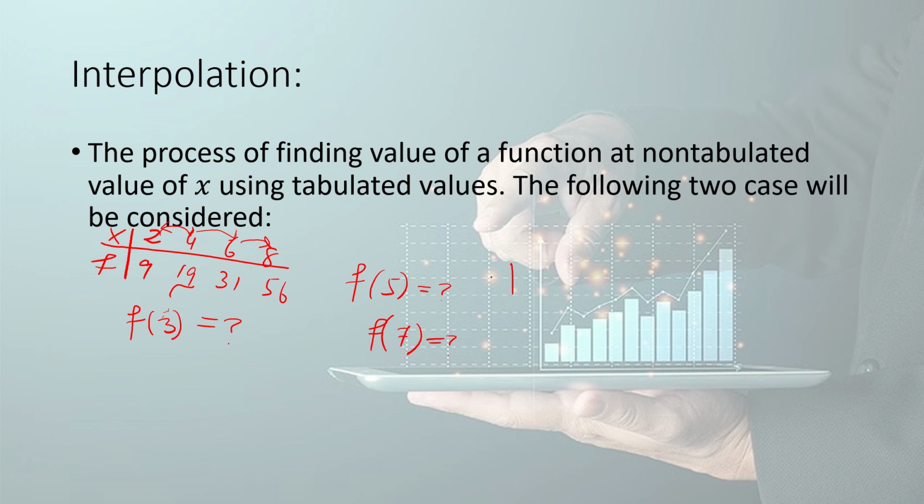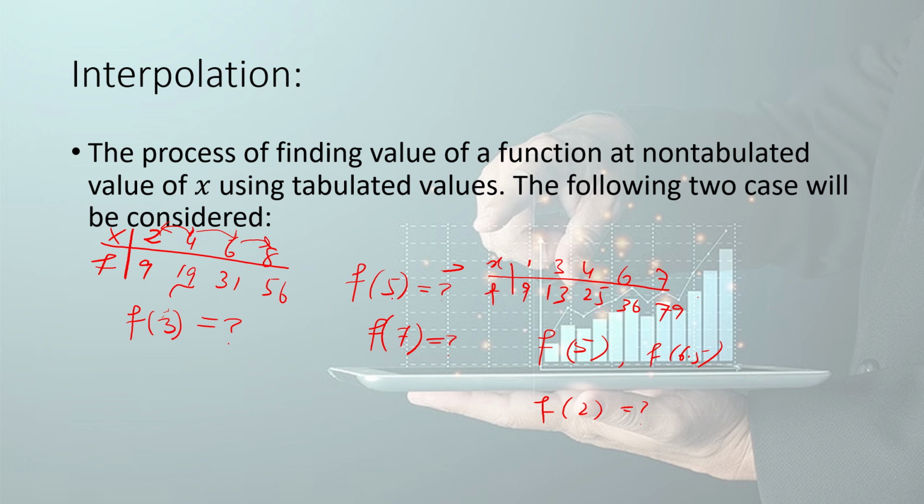Sometimes we can have the values of x unequally spaced as well. The values of x could be something like 1, 3, 4, 6, 7, and the values of y or f of x could be something like 9, 13, 25, 36, and maybe 79. And you are asked what is the value of this function when x is 5. What would be f of 5? What would be f of 6.5? Or what can be f of 2?